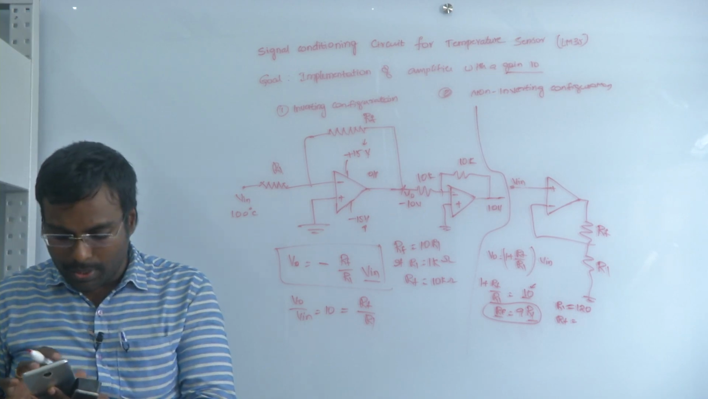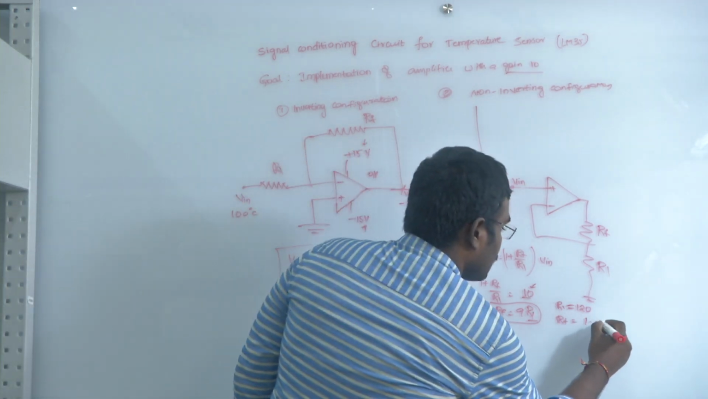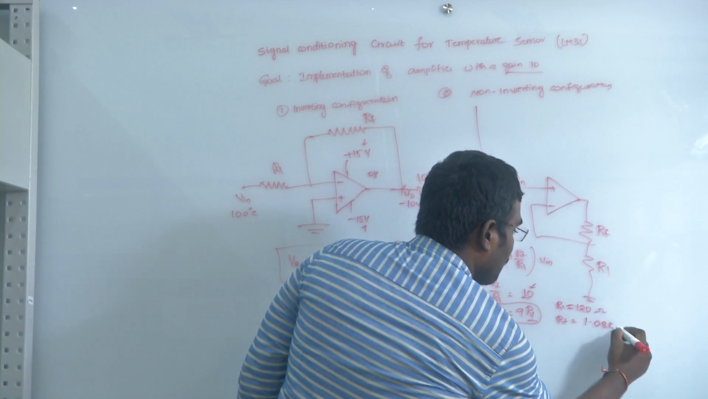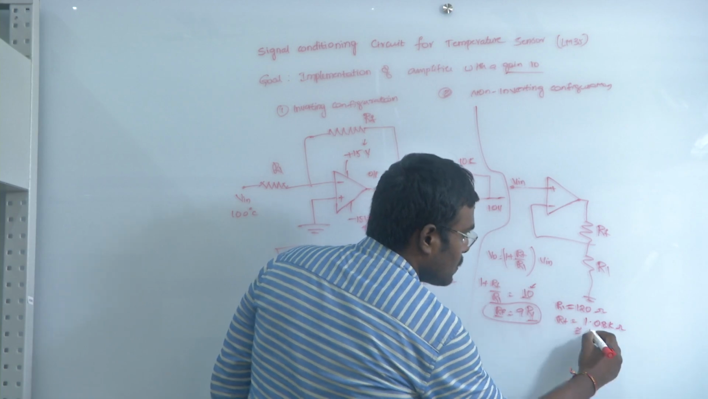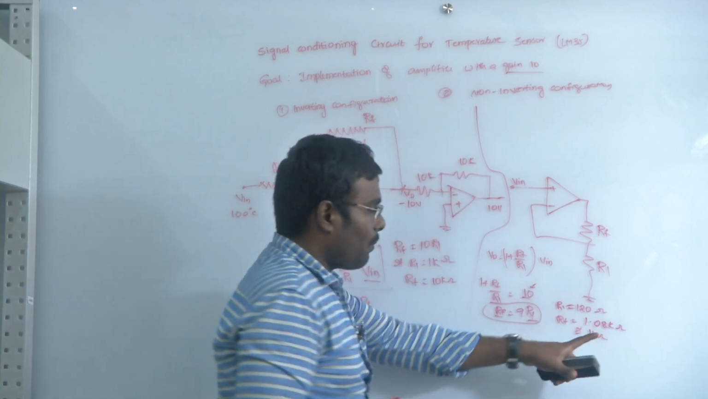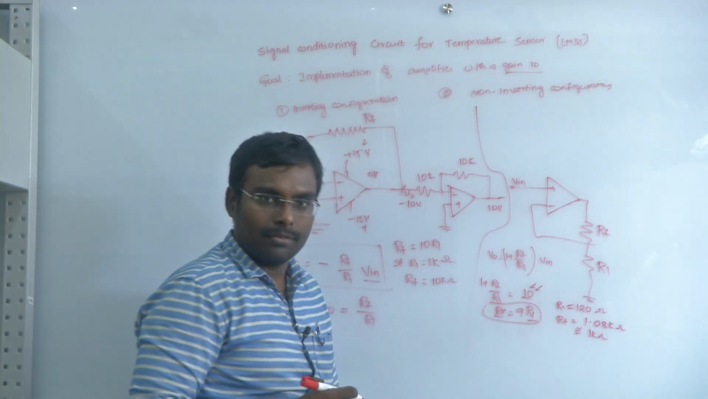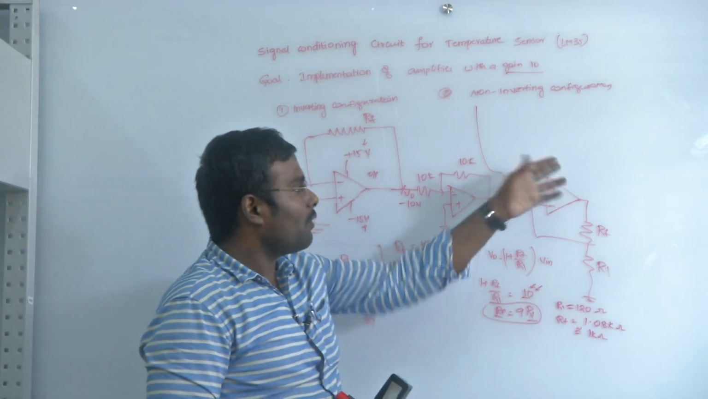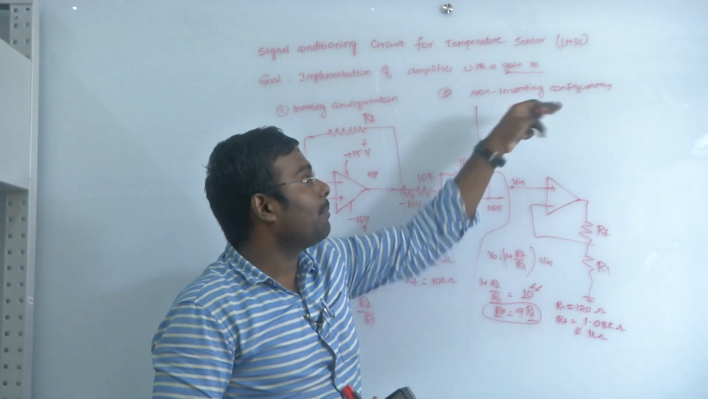120 into 9 is 1.08 K, but finding 1.08 K is difficult. So, the closest available resistance is 1 kilo ohm. If I use 1 kilo ohm and 120, we will again get close to 10. So, in the case of a non-inverting amplifier, with a single operational amplifier, we could achieve the same gain of 10.